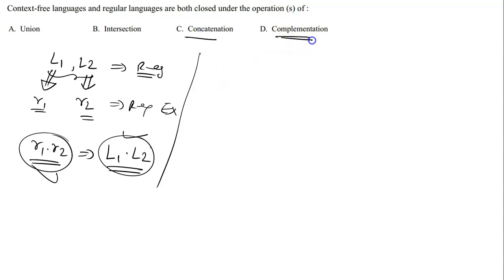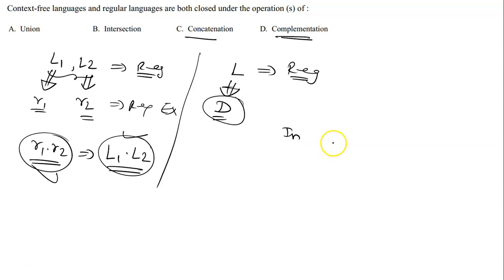Now let's see the last operation, that is the complementation operation. The set of regular languages is closed under complementation also. Basically, if you have L and let's assume L is a regular language, then we know that for this L we have a DFA. Now from this DFA we can very easily construct a DFA for L complement.